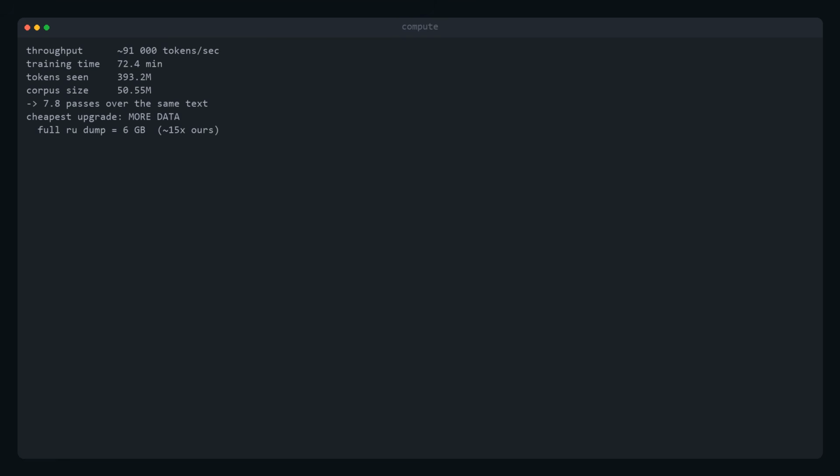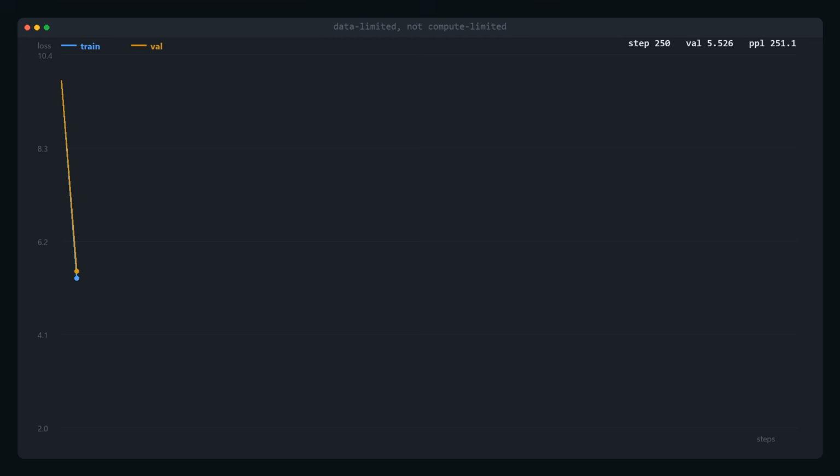It helps to understand the scale we are working at so as not to build illusions. Our card delivers about 110,000 tokens per second during training. In 72.4 minutes, the model saw roughly 393.2 million tokens. That sounds impressive until you compare. The corpus holds only 50.55 million tokens, which means we passed over it several times, and that is our real problem, not the hardware. The card could digest an order of magnitude more text if we had it.